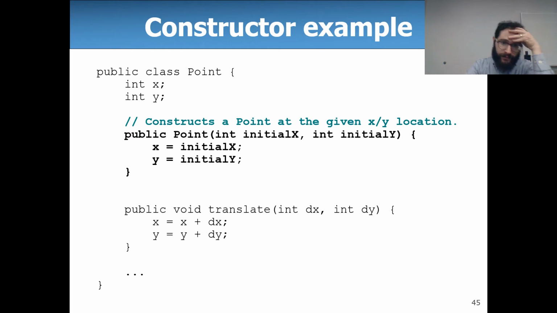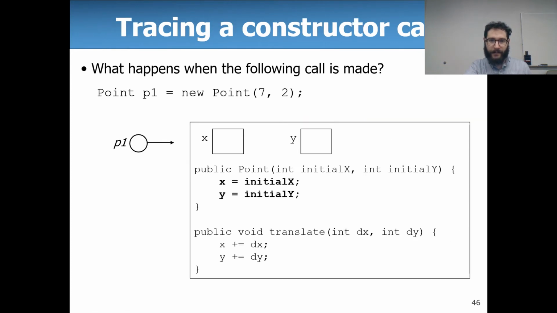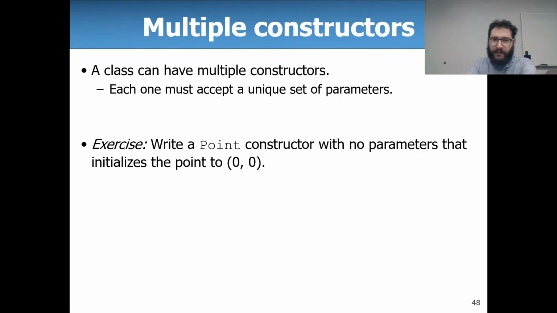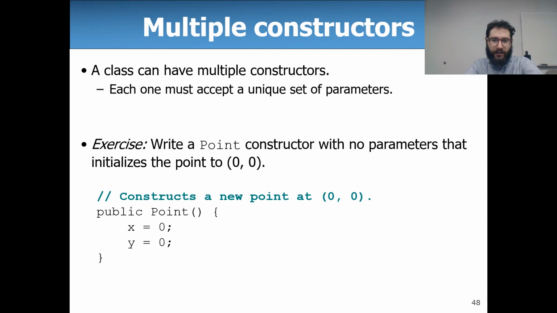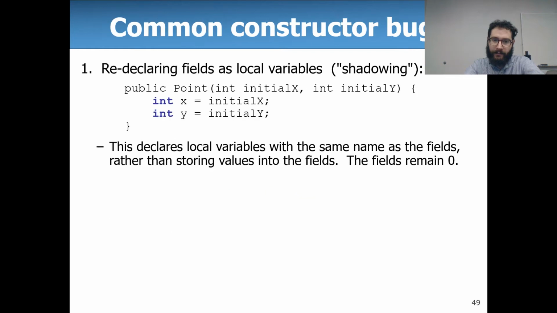Here's their example. They just used initialX and initialY instead of startX, startY. So what happens when the following call is made? When you do point1 is equal to new Point(7, 2), 7 gets copied over to here, 2 gets copied over here, then 7 from initialX gets copied into x, and the 2 from initialY gets copied into y. So you can have multiple constructors, as I've just shown you. And it's always nice to have a default, just to set something up quickly.